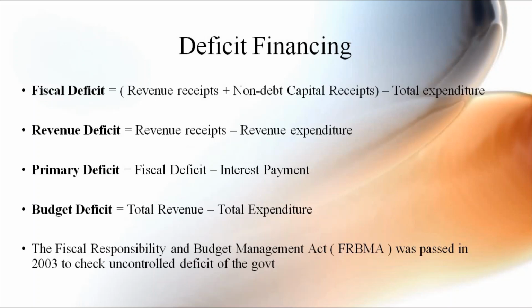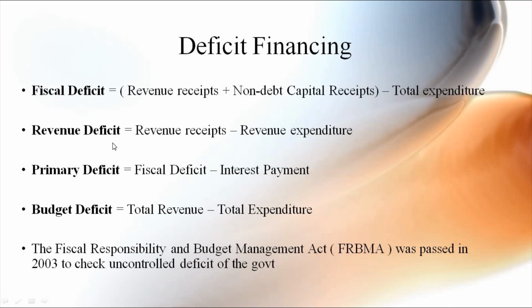Let us see the first one, fiscal deficit. What is fiscal deficit? It is the excess of the government's expenditure over its revenue receipts and non-debt capital receipts. The formula is: fiscal deficit equals total expenditure minus revenue receipts plus non-debt capital receipts. Revenue receipts we already discussed, and non-debt capital receipts are capital receipts not obtained through loans. Total expenditure minus the total of those is the fiscal deficit.